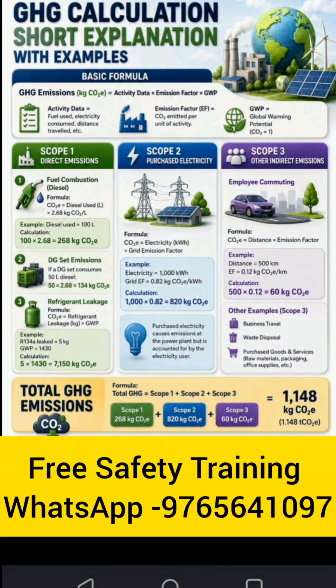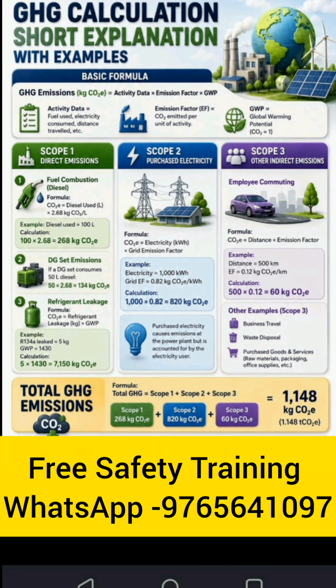Next, the refrigerant leakage formula: CO2 equals refrigerant leakage into GWP, that means global warming potential. For example, R134a leakage equals 5 kg, so GWP equals 1430. Calculation: 5 into 1430, that means 7150 kg CO2 produced.